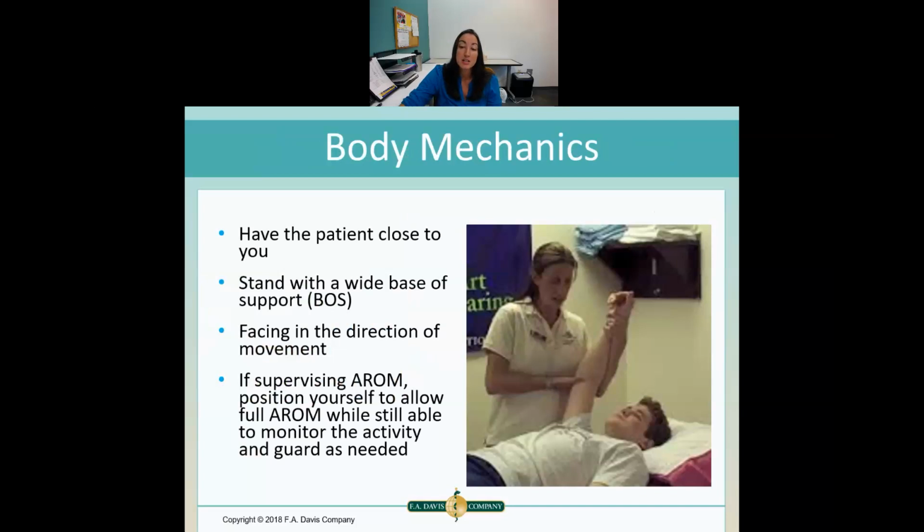Body mechanics. We want to get close to the patient. When possible, you support with your arms, but move with your legs. You squat or lunge and rock side to side as you're moving the patient rather than using all your arm strength to move their body part. You will wear out and it can be a lot on your arms. So you need to widen your base of support. You need to face in the correct direction so that as you move your body, you're going with the plane of motion. And if you're watching them do active range of motion, make sure that you're at a safe distance so that they can have full range without bumping into you, but that you can still have a good look at exactly what they're doing.